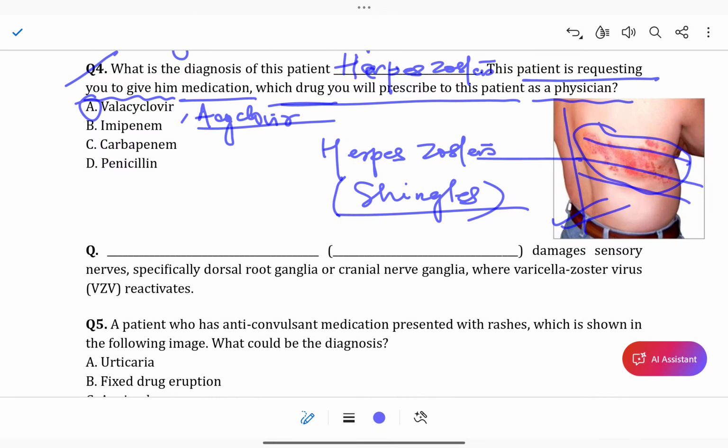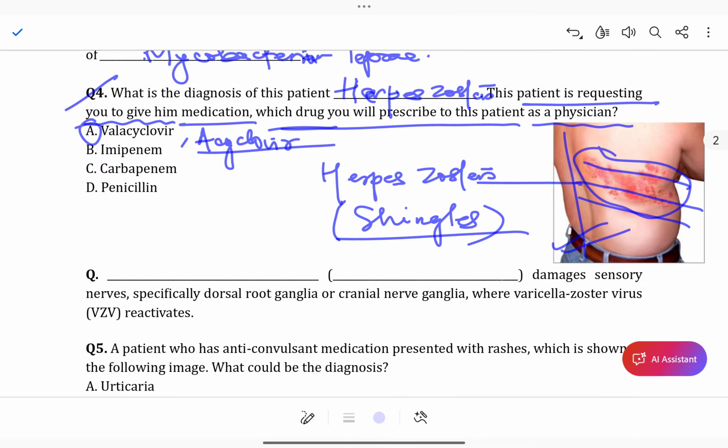It is a reactivation of the varicella virus. Also, this condition is painful. It appears as a vesicular lesion on an erythematous base in a dermatomal distribution.